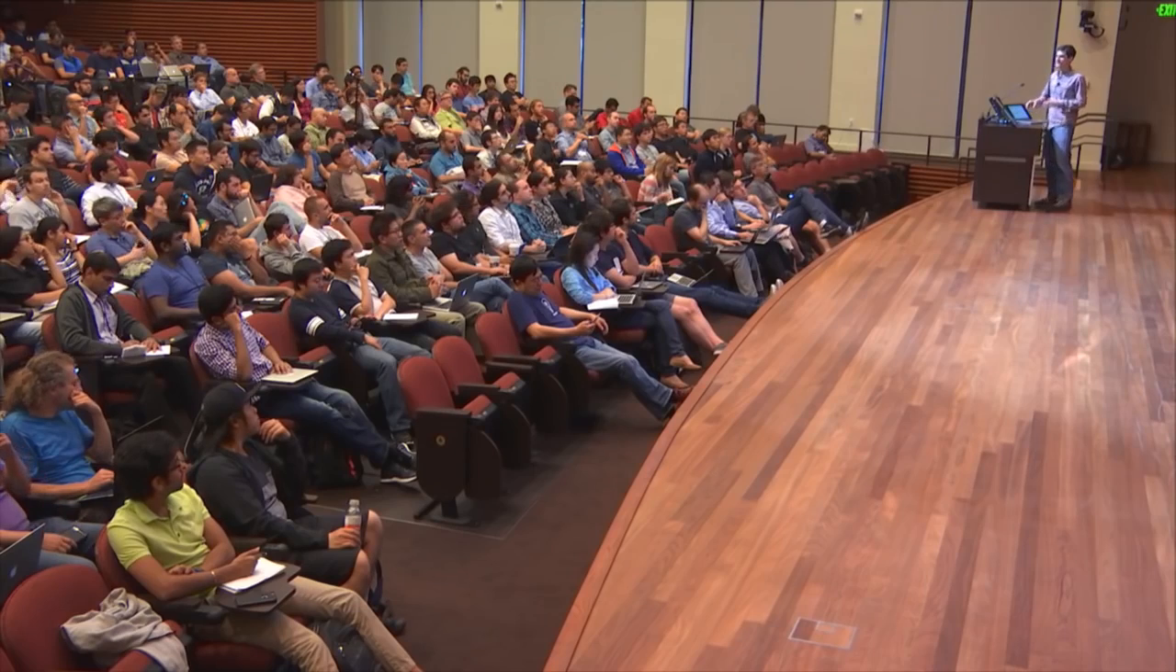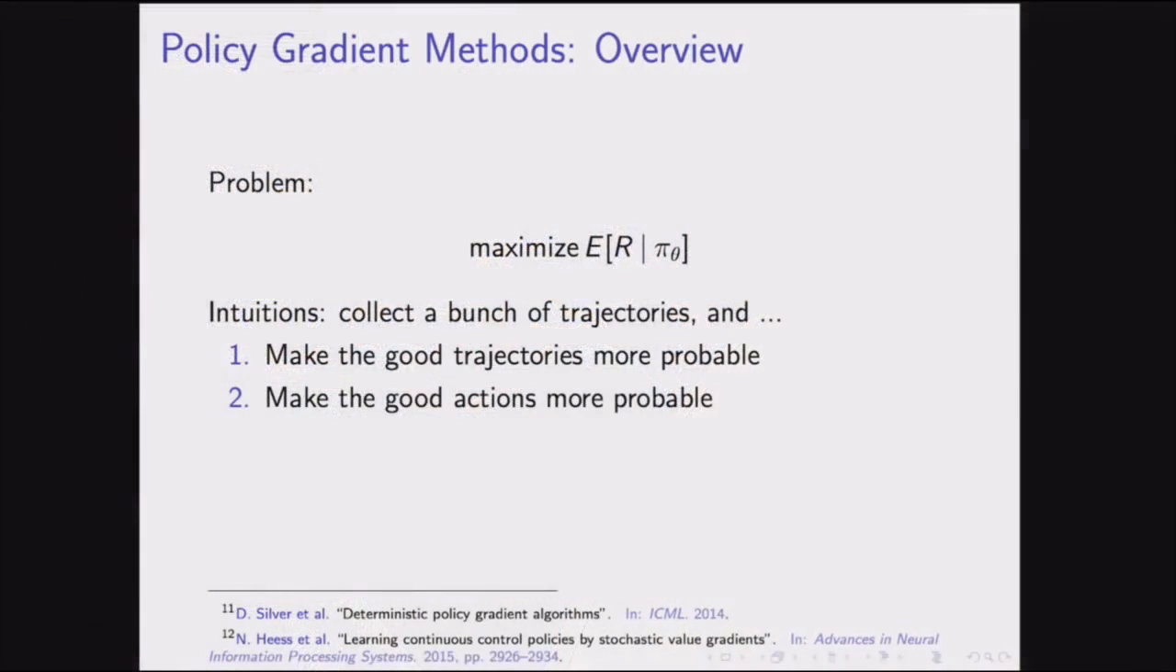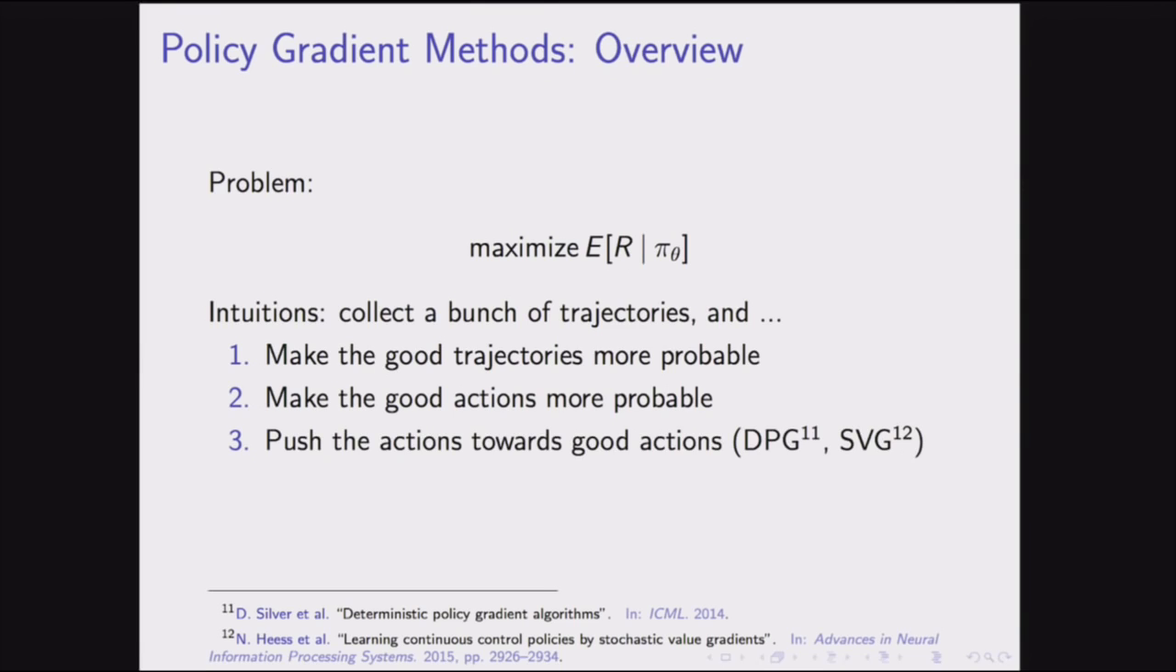The most basic version of policy gradient methods just tries to make the good trajectories more probable without trying to figure out which were the good actions and which were the bad actions. Slightly better, more elaborate methods try to figure out which actions were good and which ones were bad, and then they try to make the good actions more probable. And lastly, there's another class of methods which actually try to push the actions towards better actions. So they differentiate the loss function with respect to the actions, and they try to push the actions to better actions. We're mostly going to talk about 1 and 2 here.